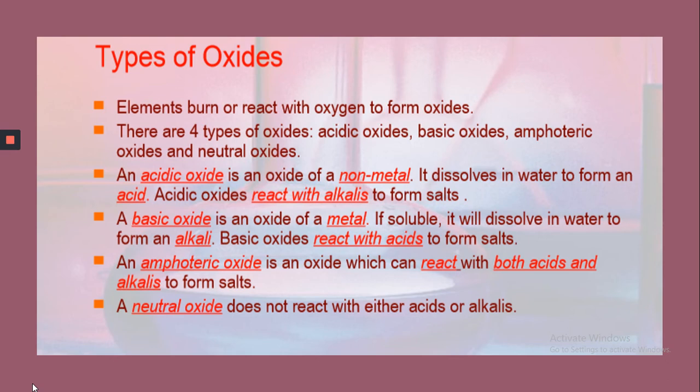An amphoteric oxide is an oxide which can react with both acid and alkalis, and in both conditions it will form salts. The neutral oxides will not react with acid or bases.